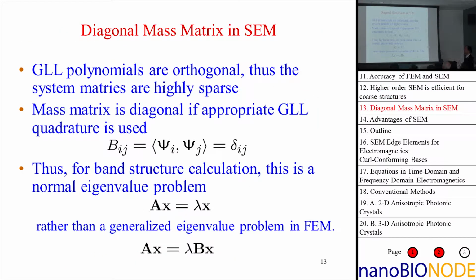Another advantage of this spectral element method is that the mass matrix in this method is diagonal because of the orthogonality of the basis function. So when you solve eigenvalue problems, instead of solving a generalized eigenvalue problem as in the finite element method, here we have a regular eigenvalue problem, and it's much cheaper to solve this regular eigenvalue problem than a generalized eigenvalue problem.